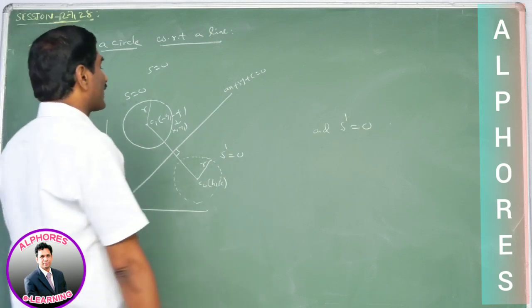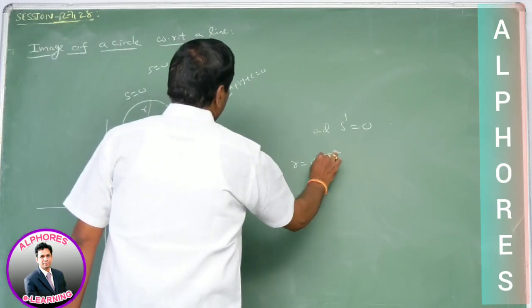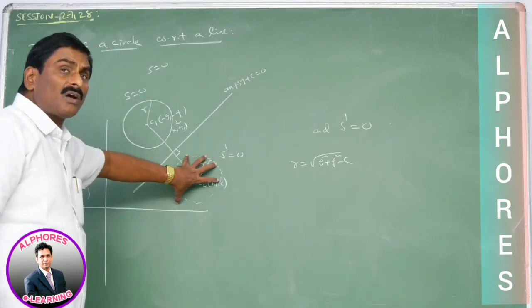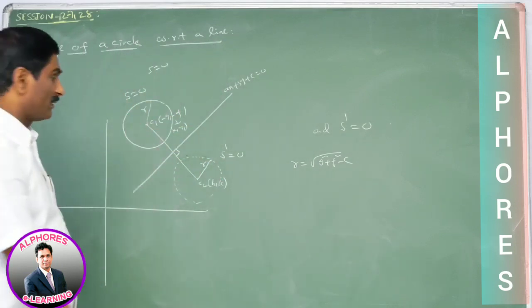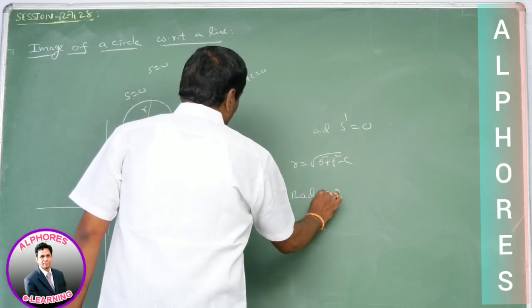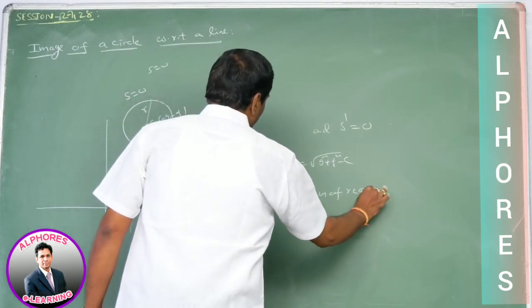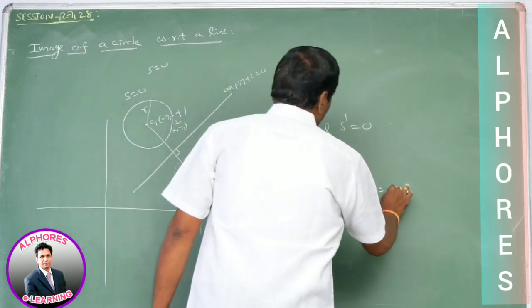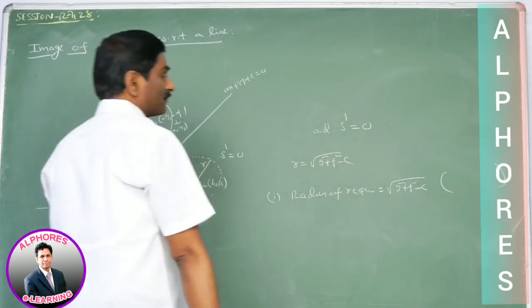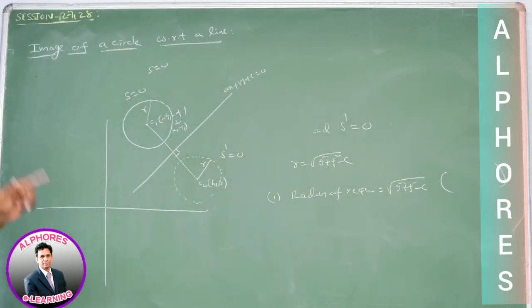The radius of the given circle R is equal to root over g square plus f square minus c. That means the radius of the image circle is also root over g square plus f square minus c. Therefore, first point, the radius of the required circle is equal to root over g square plus f square minus c. You write in bracket: it is the same as the radius of the given circle.